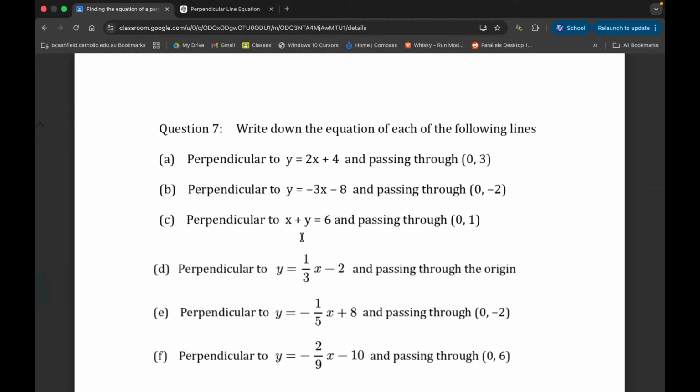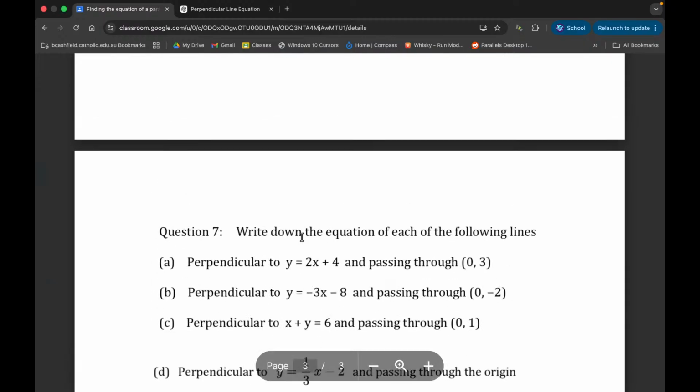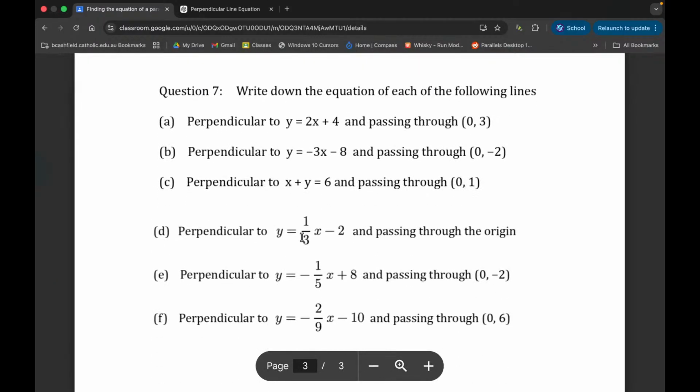Okay, let's try the third question. I am going to have to try one of these. No way. Oh, I see. Because perpendicular is hard.